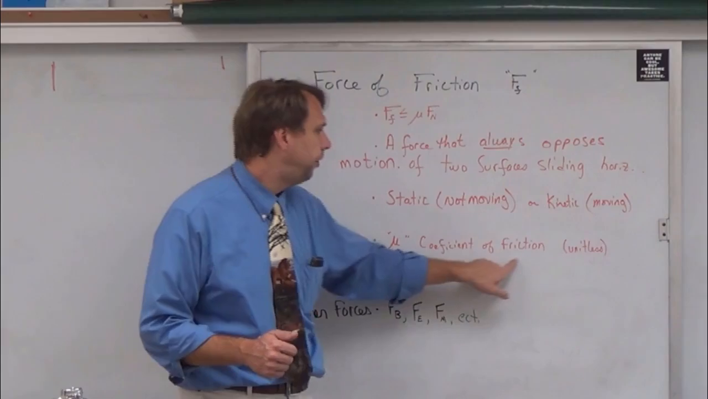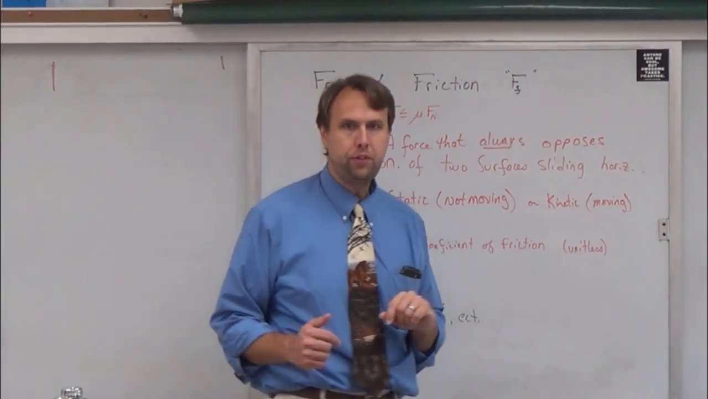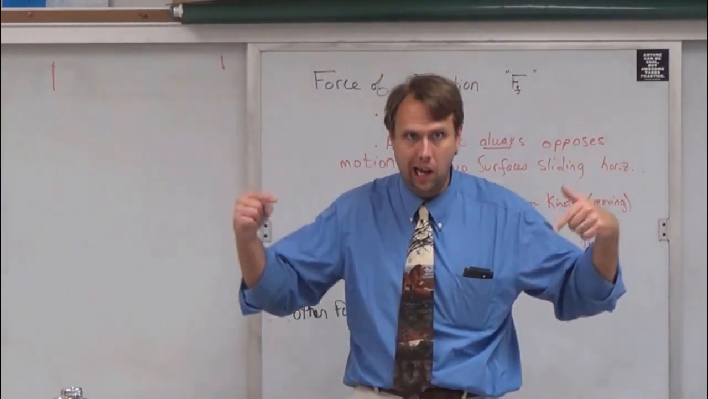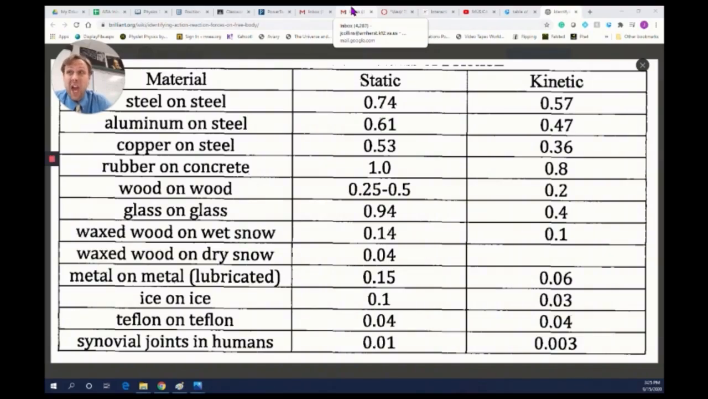So mu stands for the coefficient of friction, and it's unitless. We'll put some coefficients of friction on screen now. Okay, so let's look at the different coefficients of friction and see what we see. I have a table here of materials and their static coefficient of friction and their kinetic coefficient of friction. Notice that for each one, the static is bigger than the kinetic. 0.74 versus 0.57. Static is bigger. 0.61 versus 0.47. Static is bigger.